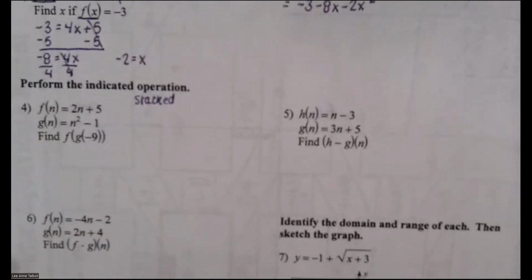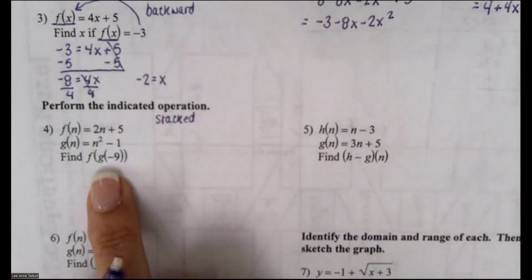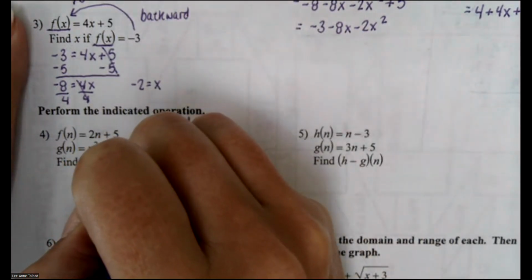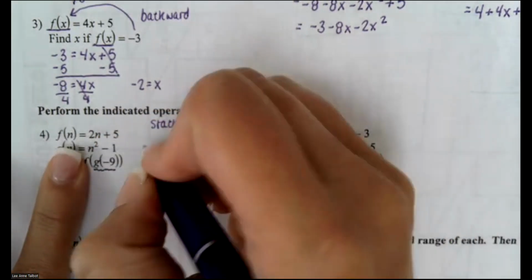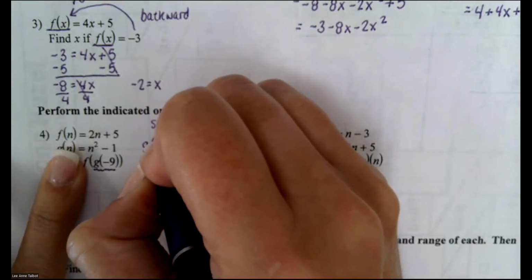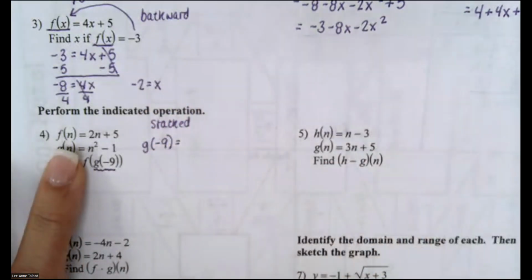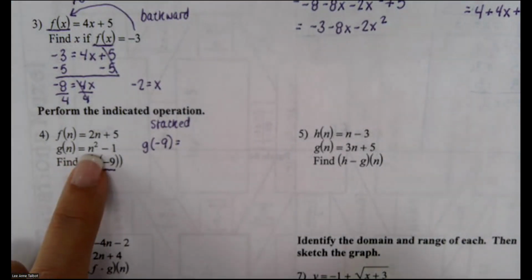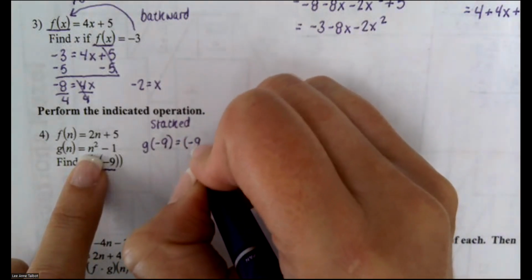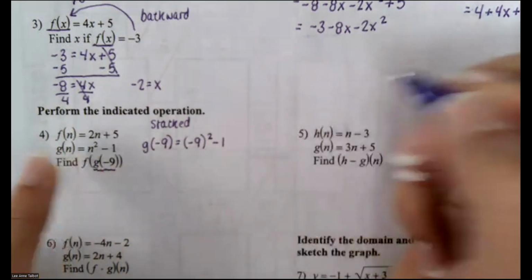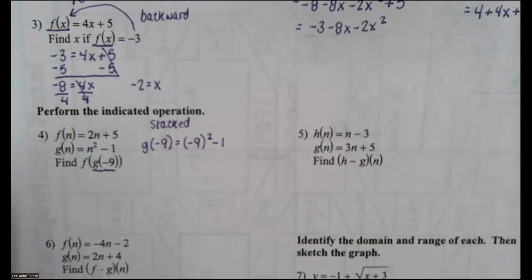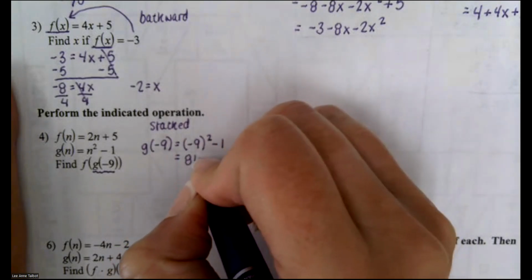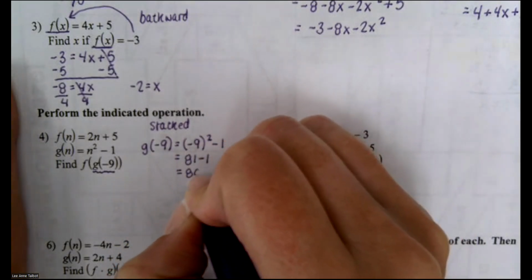And you probably, if you worked on your review assignment, didn't even recognize this type of problem as a stacked function machine. Let's talk about what this is saying. This is saying do g of -9 first. So I'm going to actually just write g of -9 first. And that says find g and plug in -9. So I have -9 squared minus 1, which is 81 minus 1, which is 80.